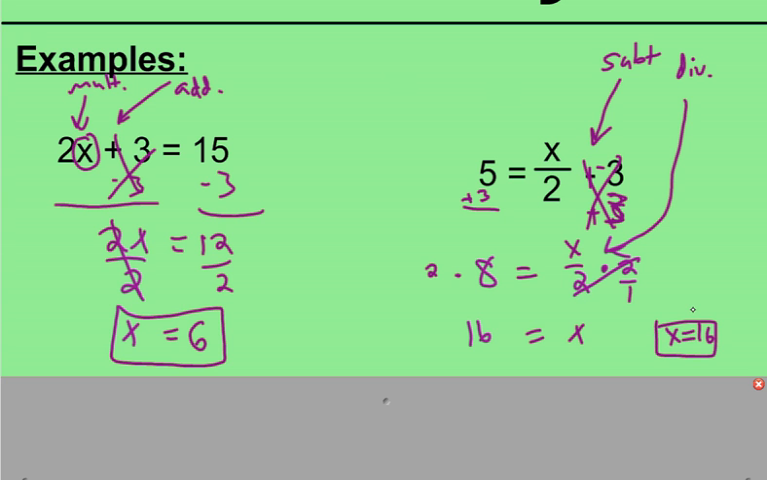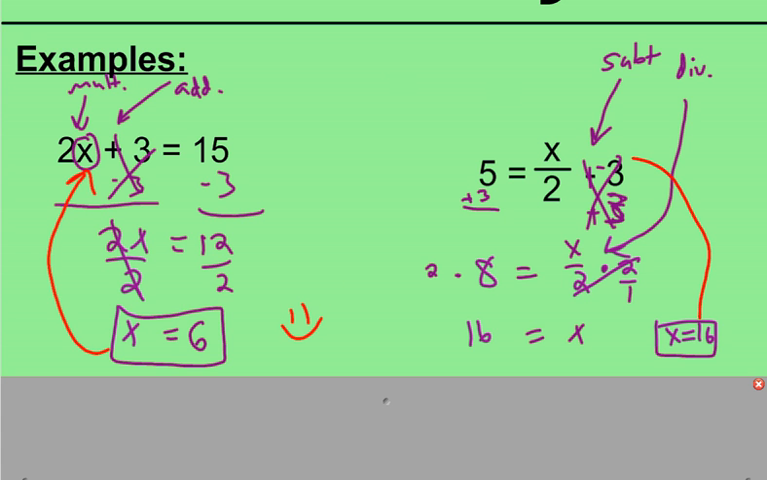And now remember, we can always check these, whether it's a mental check or physically plugging it back in. Plug in 6 for x to see if it makes sense. Is 2 times 6 plus 3 equal to 15? Well, 2 times 6 is 12. You add 3 to that, you get 15. So that one worked.